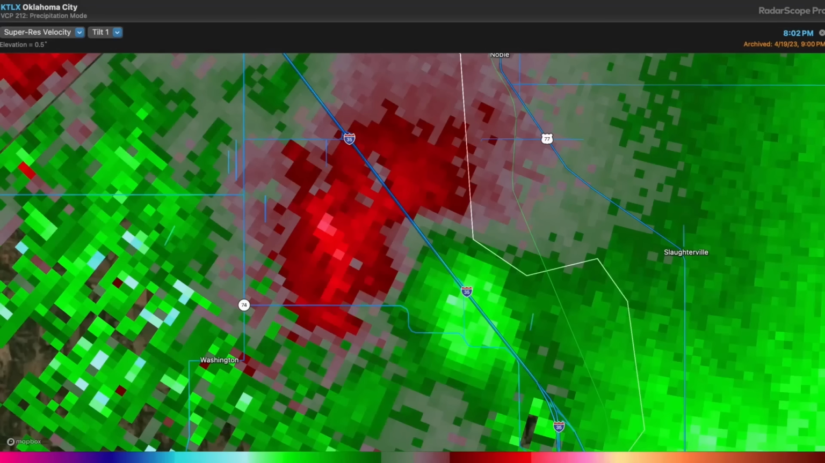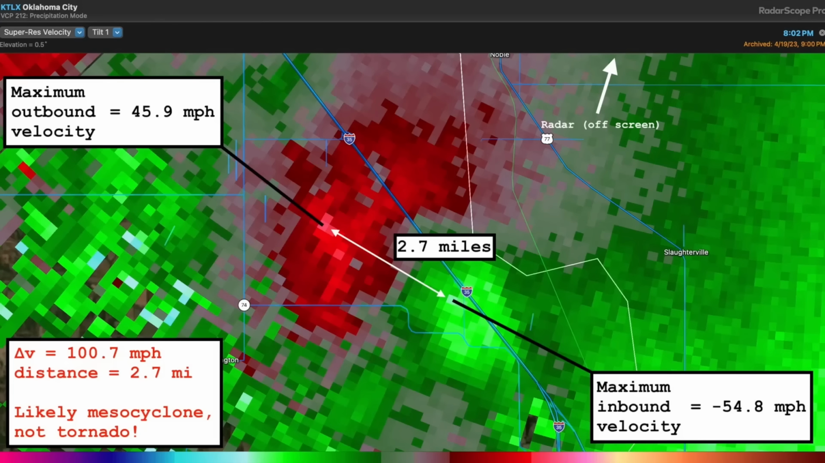Describing a vortex signature by both its intensity and size is preferred. For example, if a rotational signature close to the radar meets the TVS criterion of a 100 mph delta V, but the distance between the maximum inbound and maximum outbound pixels is several miles, you may only be observing a mesocyclone rather than a tornado.